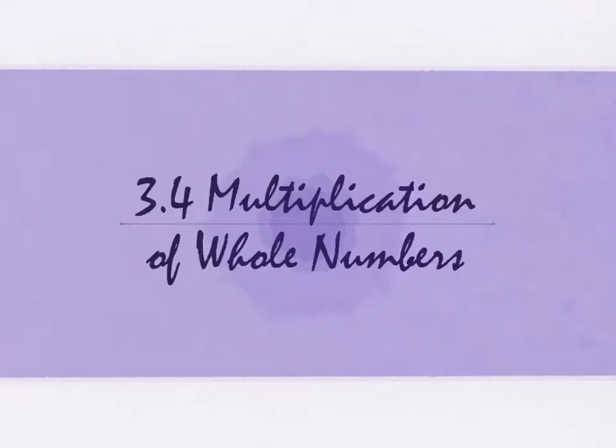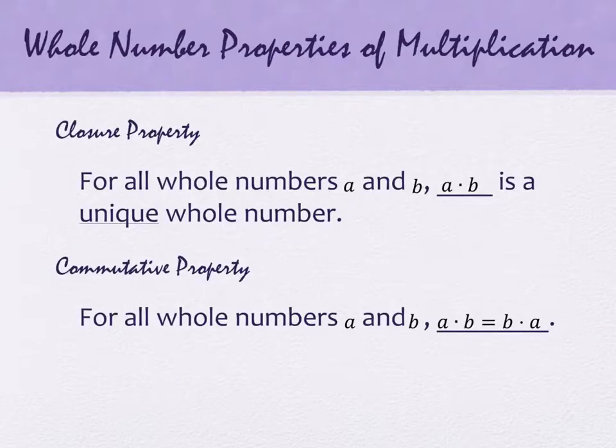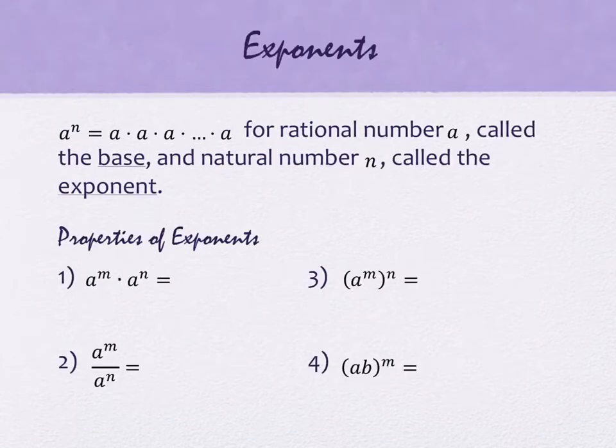Today we're going to finish section 3.4, which is multiplication of whole numbers. And we are jumping right back in at the point where we're going to talk about one type of multiplication that pops up when we're multiplying, and that's dealing with exponents.